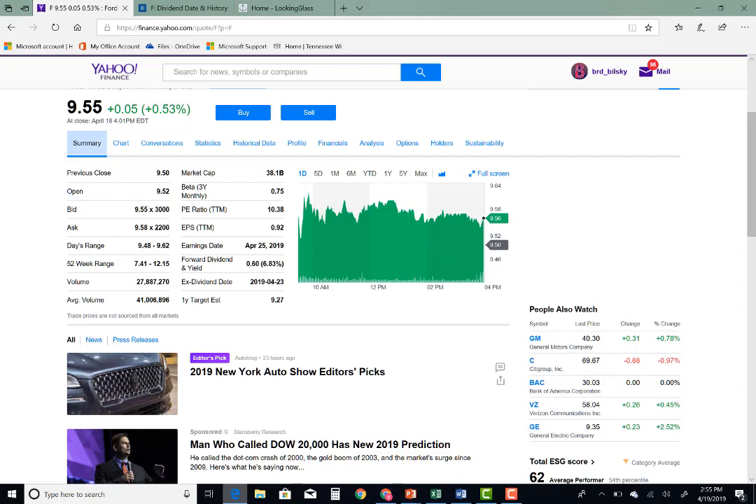So a good starting point here is to try to find out what the recent dividend payments have been and how they've changed over the last few years, and then use that to maybe kind of guide you as to what you think is going to go on with dividends for this company in the future.